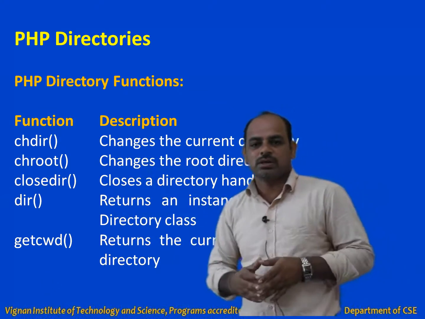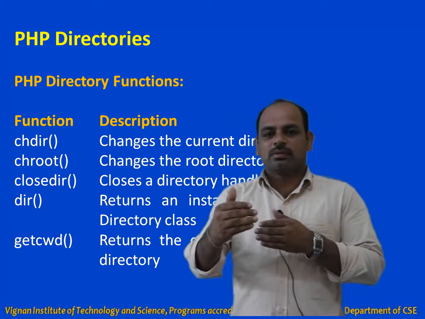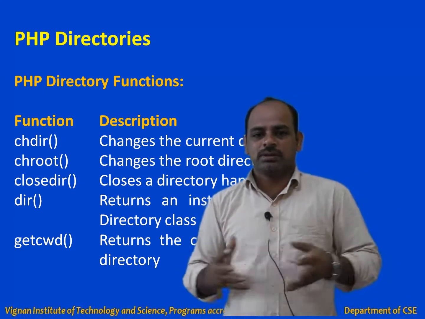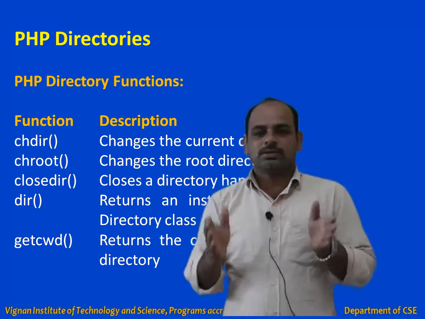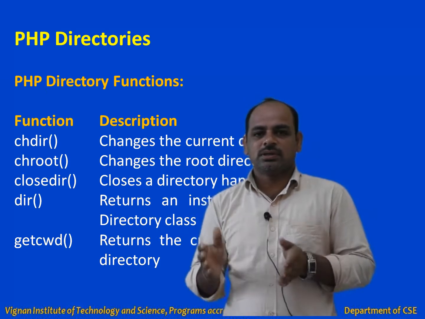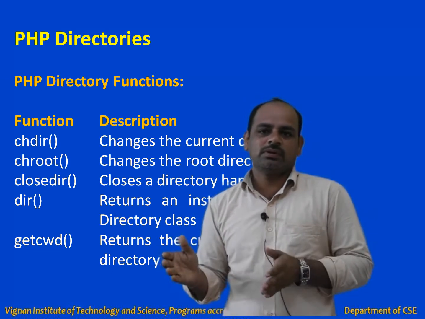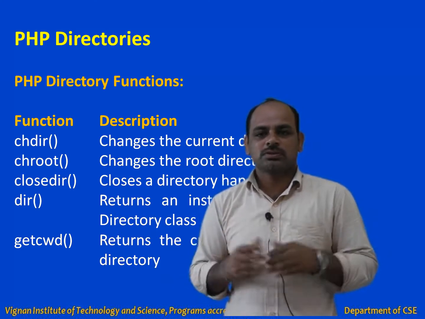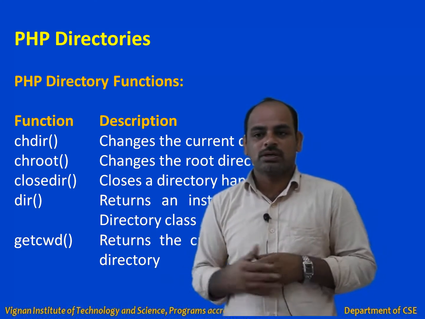What is meant by current directory? Whichever directory you are running your PHP code in becomes the current directory. For example, if you take C, the exam directory, within that exam folder we have the htdocs folder. Generally we place PHP code in htdocs, so htdocs becomes the current working directory here.